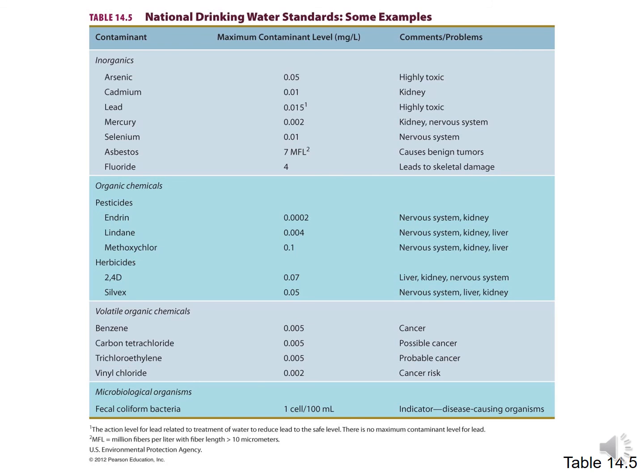Here the maximum contaminant level. In this chart you can see the contaminant and the maximum contaminant level and the comment on whether it's highly toxic, what system in your body it affects, and what this is going to cause. For example, benzene is right here, 0.005 milligrams per liter is the maximum contaminant level. If exceeded, it's going to cause cancer.